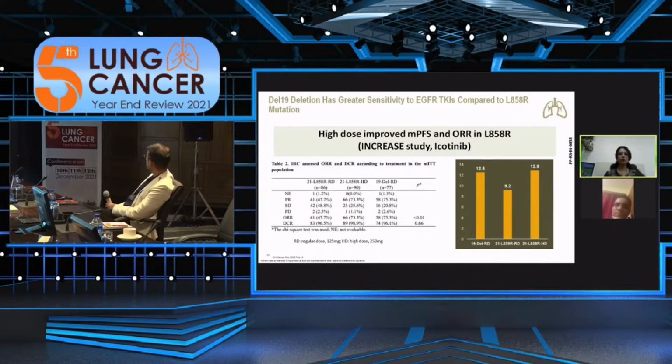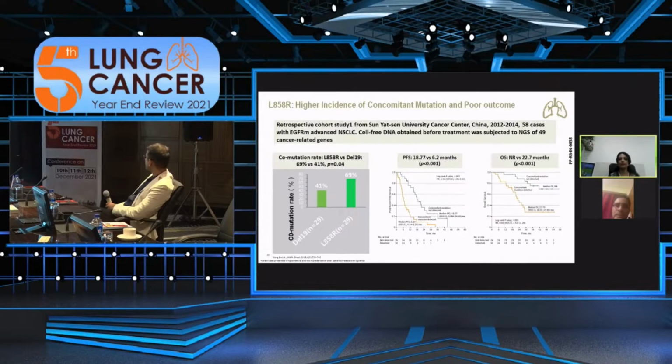And when we go to the L858R and exon 19 and the overall responses seen in the intent to treat population, again the same theme, where the benefits are across the board, when you look at the partial response, the stable disease, the response rates and the disease control rates, the highest disease control rate being in exon 19.